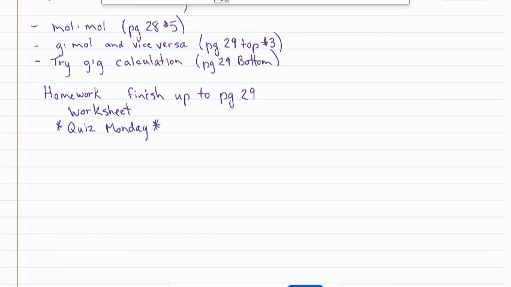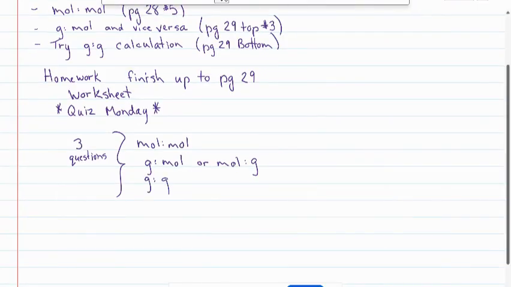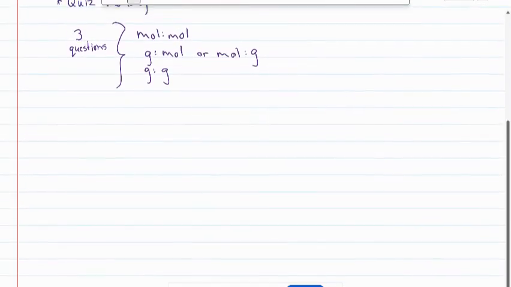All right, so the 3 questions that we are going to look at right now is mole to mole. So if I give you moles, can you find moles? Gram to mole or moles to grams? And then the last one, which is the most difficult that we have, is grams to grams. Okay, so let's start looking at some of those types of questions.